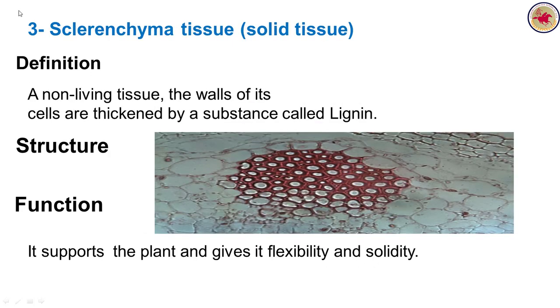The third one in simple tissue is sclerenchyma tissue, and this is solid. This is a non-living tissue, due to its thickening by cellulose and a very hard substance called lignin. Lignin is a thickening substance that is precipitated at the corners of the cells. Its function is support and giving solidity to the tissue.